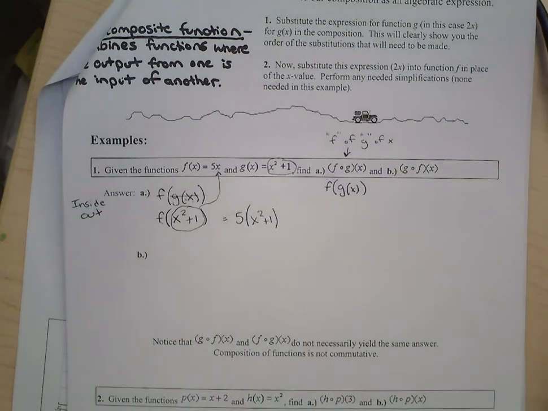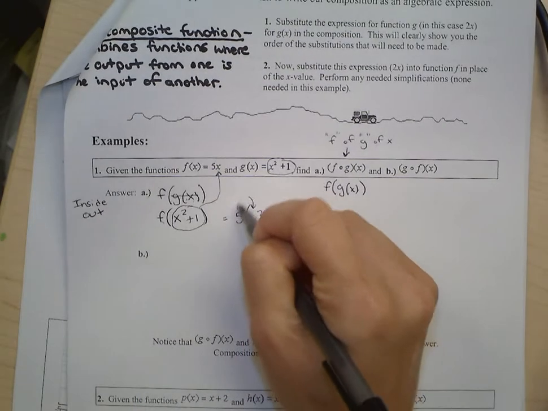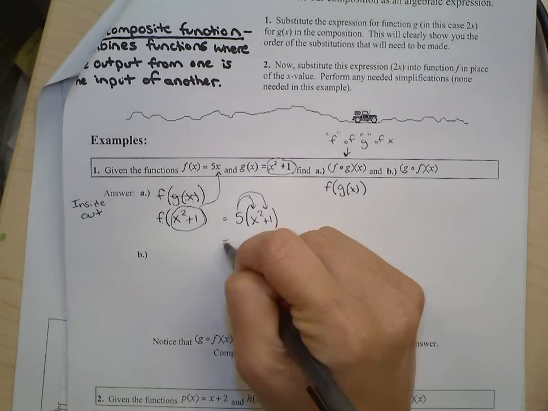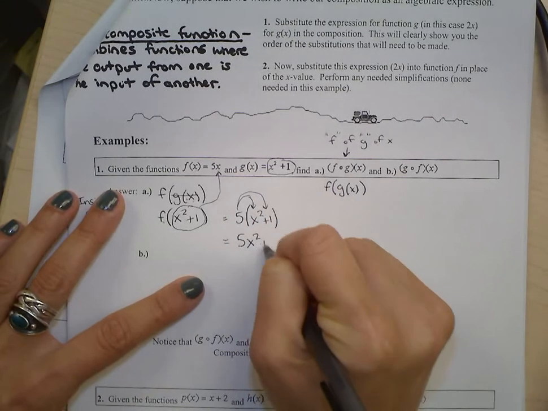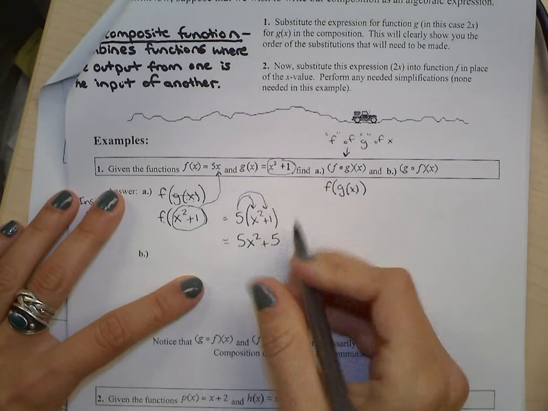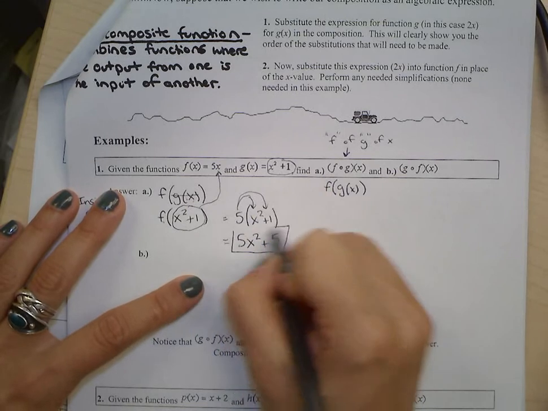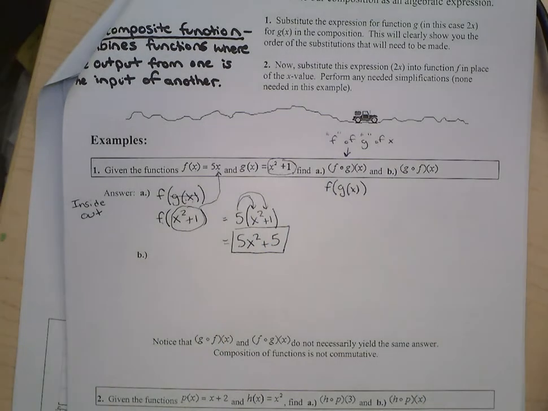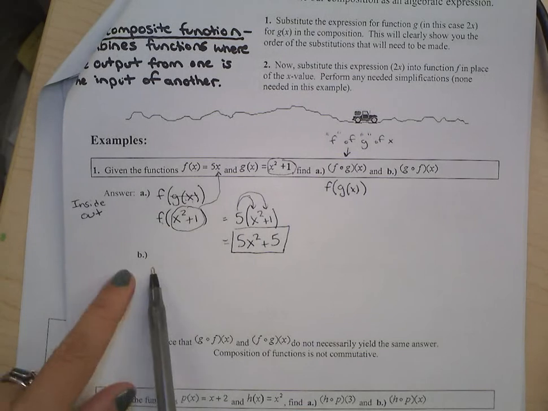From here, my last step is I distribute the 5. And I have 5x squared plus 5. I can't combine like terms, so that is my answer. Okay, now let's go to part B.